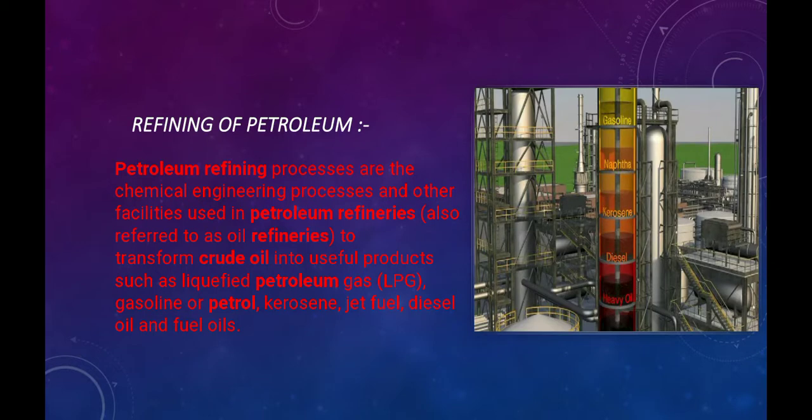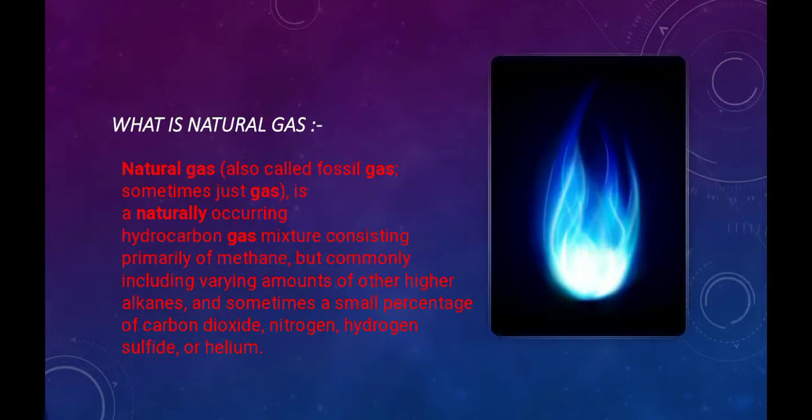Refining of petroleum. Petroleum refining processes are the chemical engineering processes and other facilities used in petroleum refineries, also referred to as oil refineries, to transform crude oil into useful products such as liquefied petroleum gas, LPG, gasoline or petrol, kerosene, jet fuel, diesel oil and fuel oils. So here in the picture you can see it.